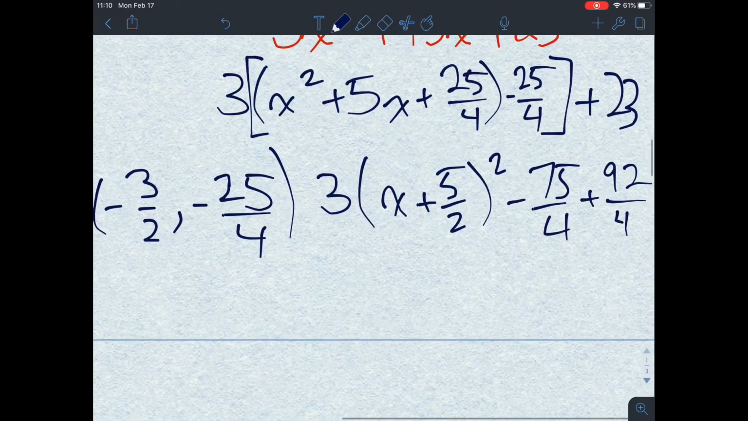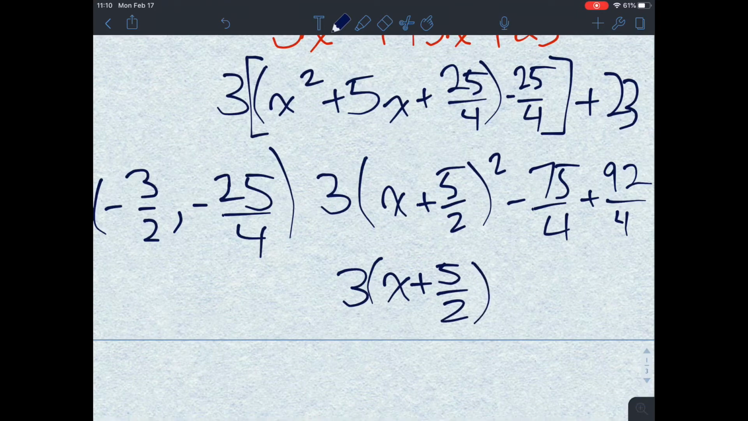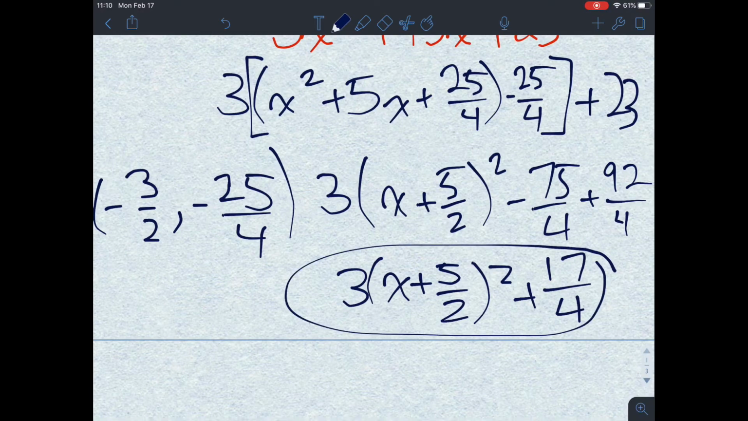So then our answer would be 3 times x plus 5 over 2 squared, and we would do, let me do the math. It would be plus 17 over 4, I think. Let me do the math.